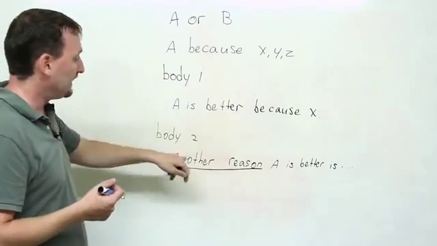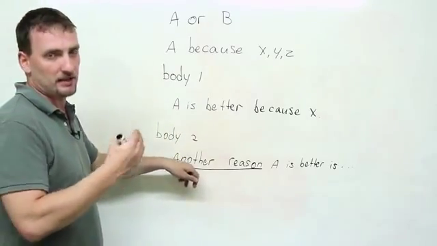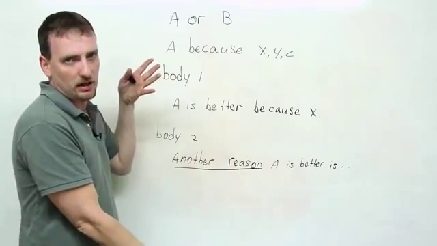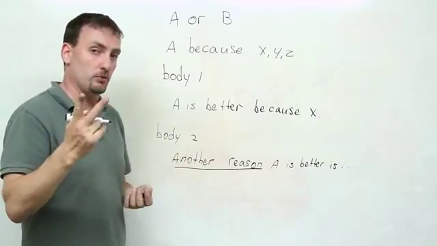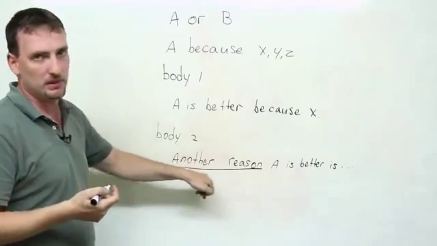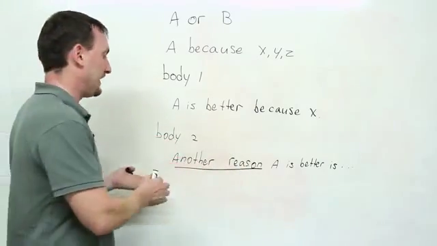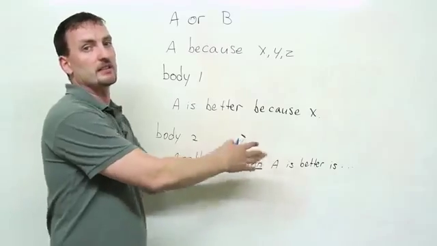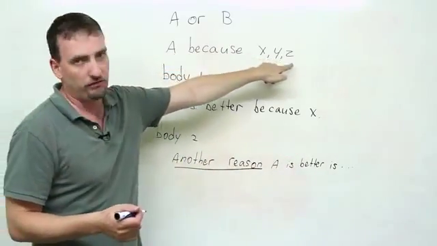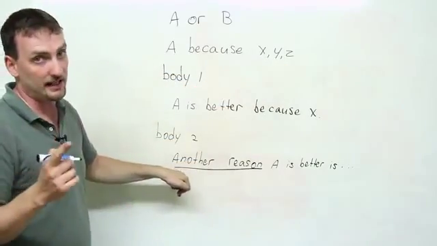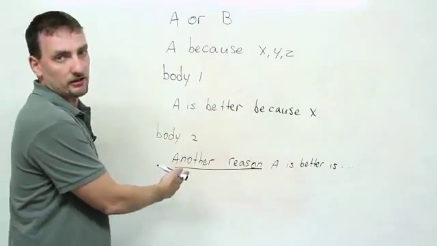Okay? Now, you're using another because I don't know how many you're going to talk about here. You talk about this one. If you only had 2 reasons, how would you begin this? You would begin by saying, the other reason A is better, etc. But because you're going to go to 3, and this is only your second, you're using another.